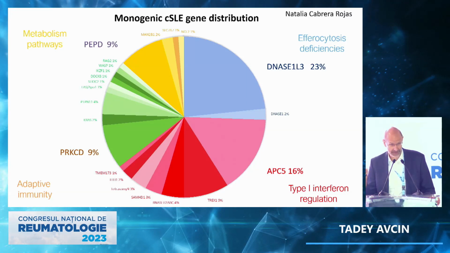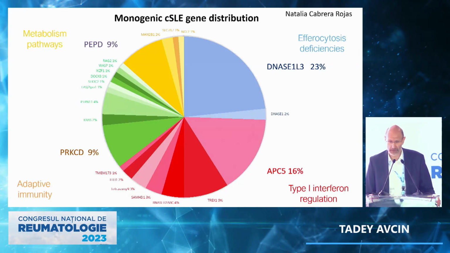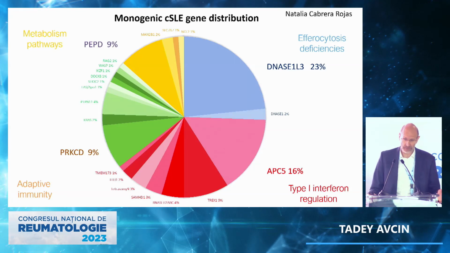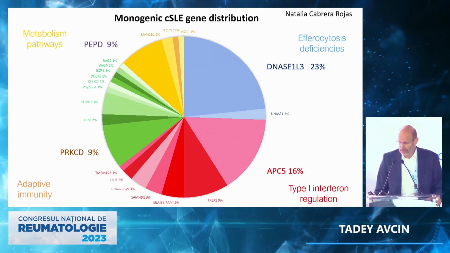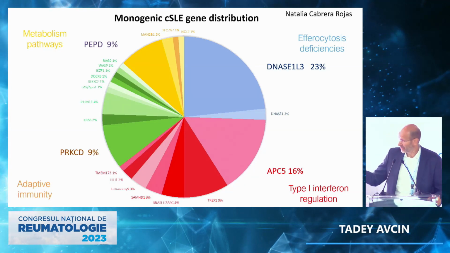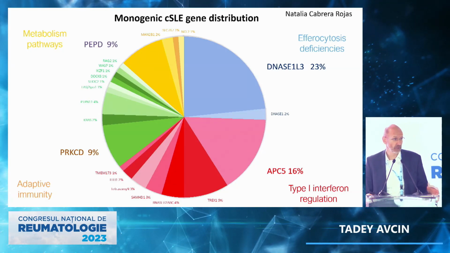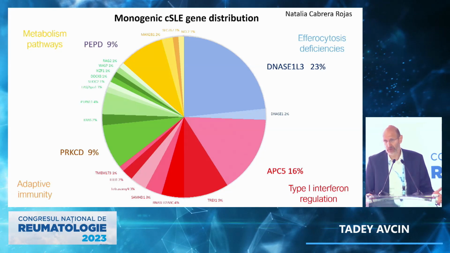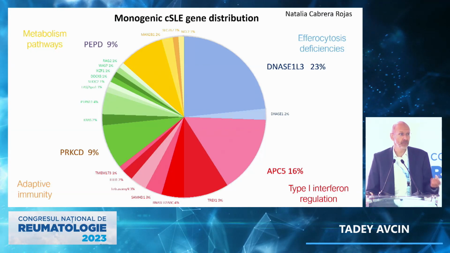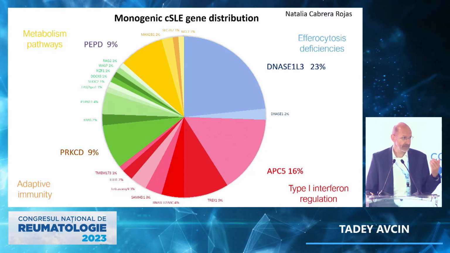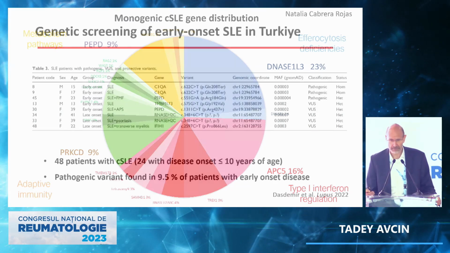Complement deficiencies are the most common. They are causing one third of monogenic SLE. You can see that this is followed by apoptotic defects. The most common is defect of DNase 1L3. Then, in red color, the various type 1 interferon defects. In green color, you can see monogenic defects in adaptive immunity. The most common is protein kinase C delta deficiency. And you can see that also some pure metabolic defects can give us the clinical phenotype that we know under the name of systemic lupus erythematosus.